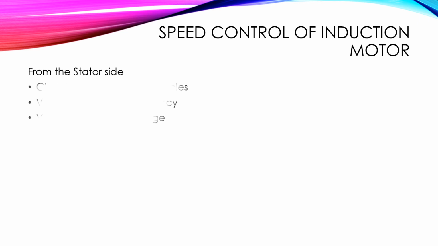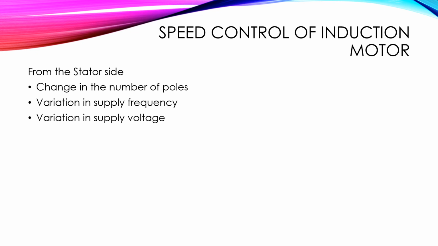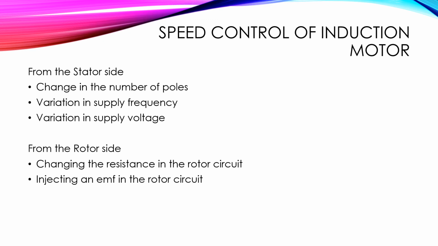So from the stator side, as we have seen in the equation, by changing the number of poles, the speed of the induction motor can be controlled. By changing the supply frequency, the speed of the motor can also be changed. Then by varying the supply voltage, again the speed of the motor can be controlled. From the rotor side, there are two methods: by changing the resistance in the rotor circuit, as is easily possible in slip ring induction motor, and by injecting an EMF in the rotor circuit, right? So these are the speed control methods or mechanisms of three-phase induction motor.